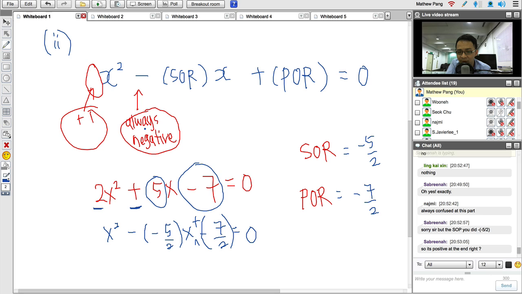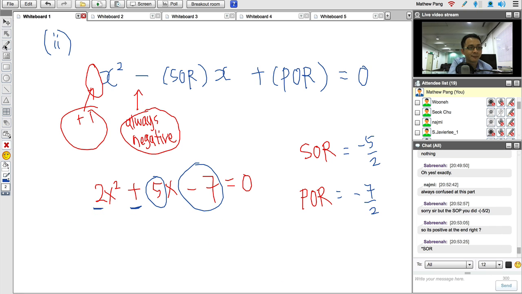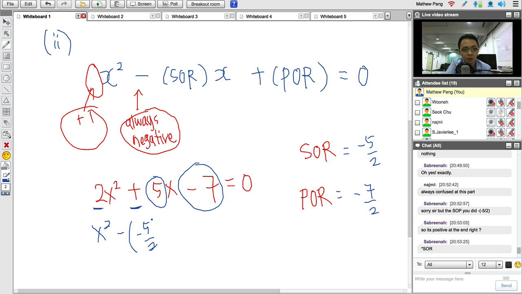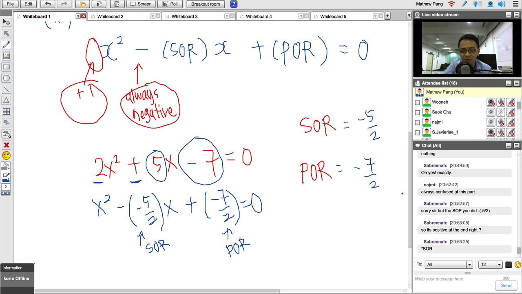Sorry sir, but the sum of roots you got is negative 5/2, so is it positive at the end? Alright, for the product of roots, you need a plus, right? Let me write it nicely in order not to confuse you. I write again: x squared minus negative 5/2 x plus negative 7/2 equals 0. So obviously this one is the sum of roots and this one is the product of roots. Do I answer your question?